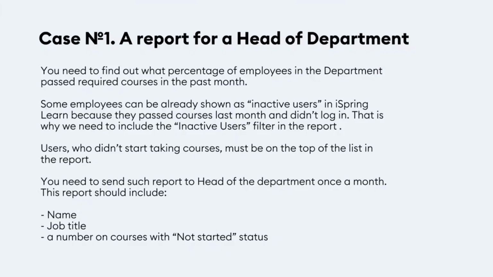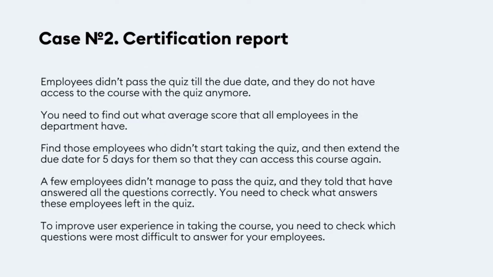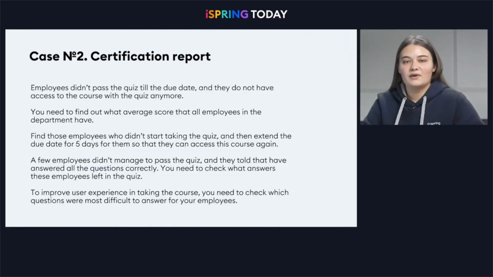This report should include name, job title, and a number of courses with not started status. And our next case is certification report. Employees didn't pass the quiz till the due date and they do not have access to the course with the quiz anymore. You need to find out what average score all employees in the department have. Find those employees who didn't start taking the quiz and then extend the due date for 5 days for them, so that they can access this course again.